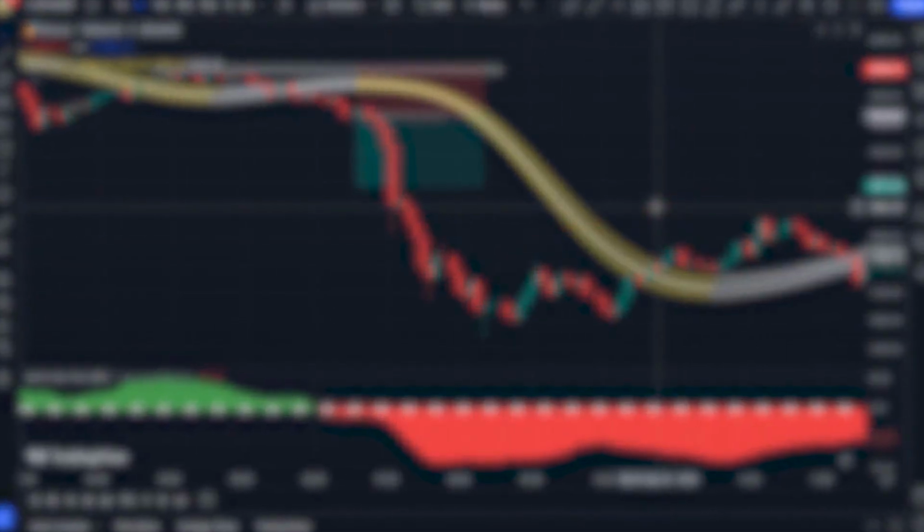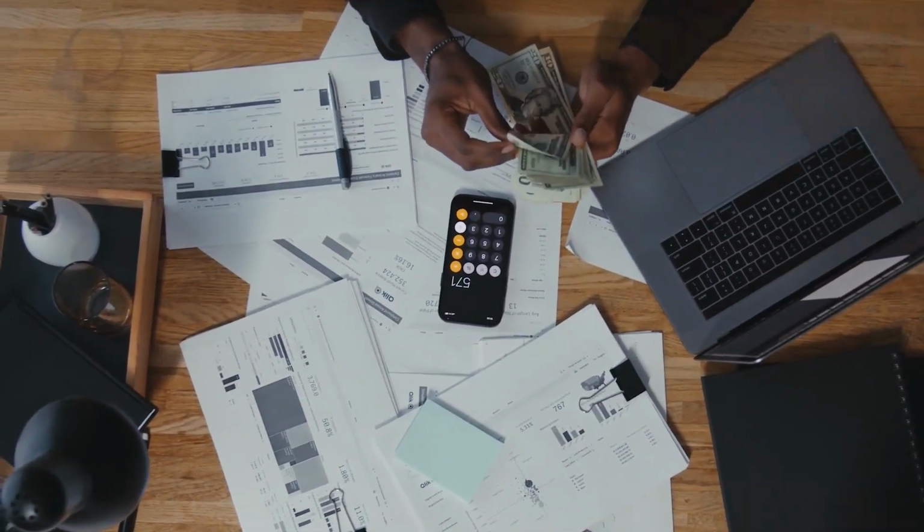Always remember to follow money management rules if you want to be a profitable trader.